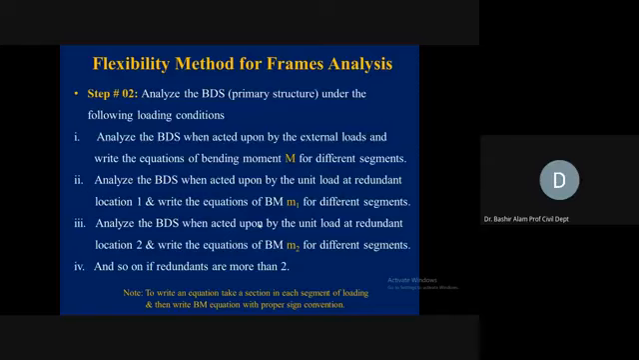Next, analyze the basic determinate structure when acted upon by the unit load at redundant location 1 and write the equation of bending moment m1 for different segments. Then analyze the basic determinate structure when acted upon by the unit load at redundant location 2 and write the equation of bending moment m2 for different segments. So for a 2 degree problem, you will go up to step number 3 here. If you have a higher degree of indeterminacy, if redundants are more than 2, you will have to continue till the degree of indeterminacy.